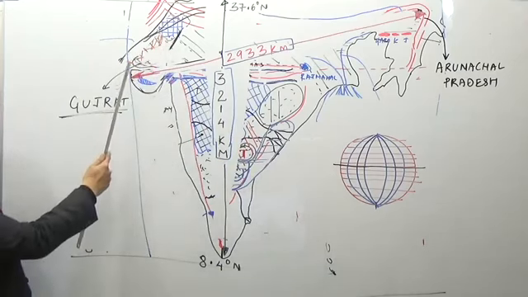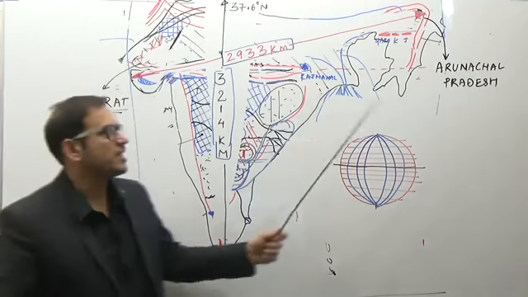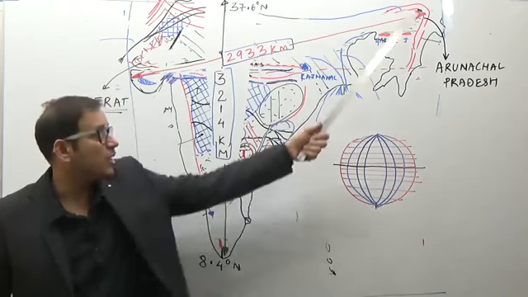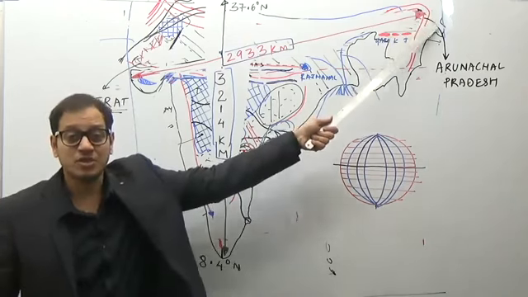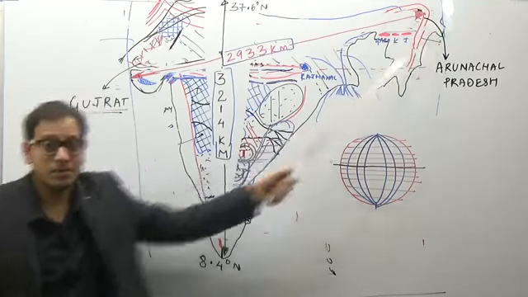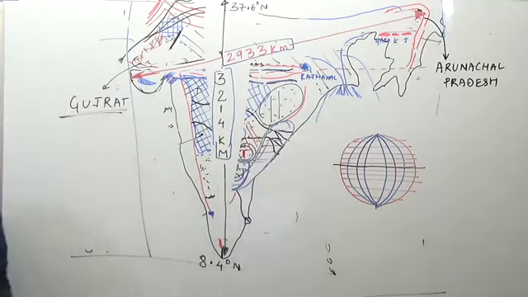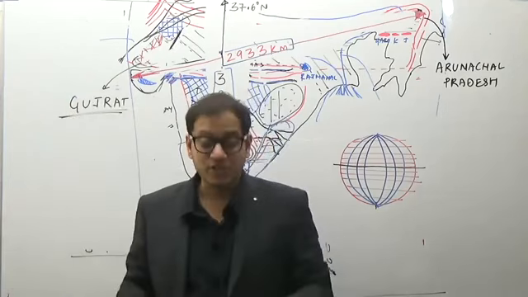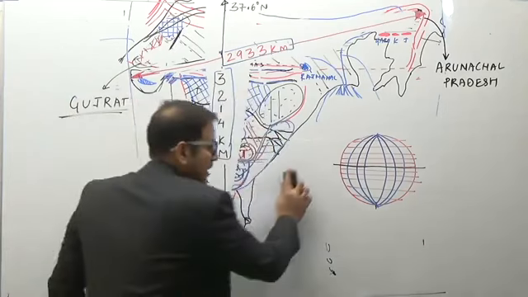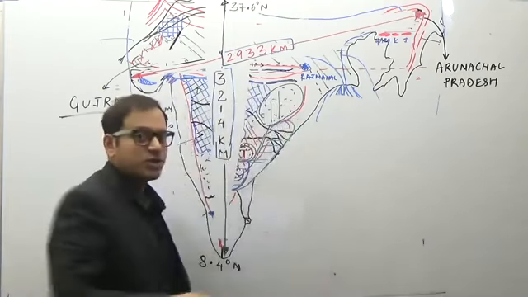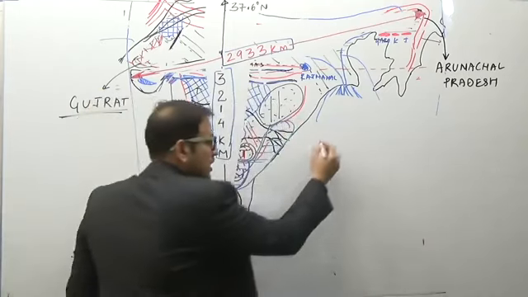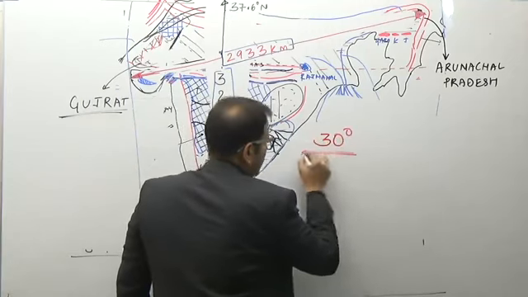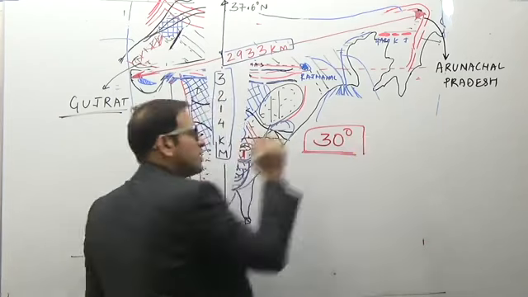So Gujarat is the westernmost state. And neither Sikkim, nor Nagaland, nor Manipur, nor Mizoram, but Arunachal Pradesh is the easternmost state. So the easternmost state is Arunachal Pradesh, while the westernmost state is Gujarat. What is the difference between them? 2933 in terms of kilometers. But what is the difference between them in terms of longitudes? In terms of longitudes, the difference comes to around 30 degrees.